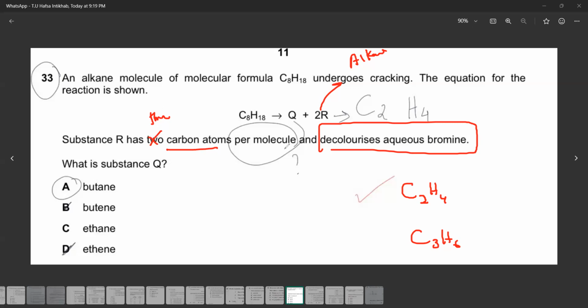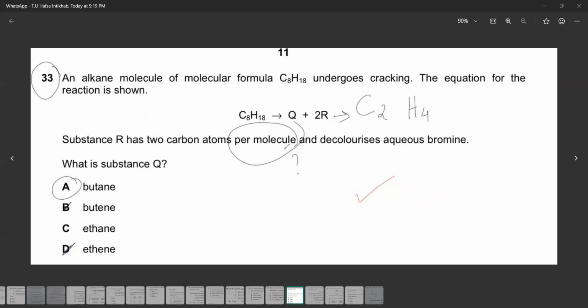For an equation, the mole and the molecules are the same here, because an equation is written in terms of the simplest ratio of moles or the simplest ratio of molecules. This equation shows that if I have one molecule which contains 8 carbon atoms and 18 hydrogen atoms, when we crack it, it gives us 2 molecules with 2 carbon atoms per molecule, and another one will be C4H10.